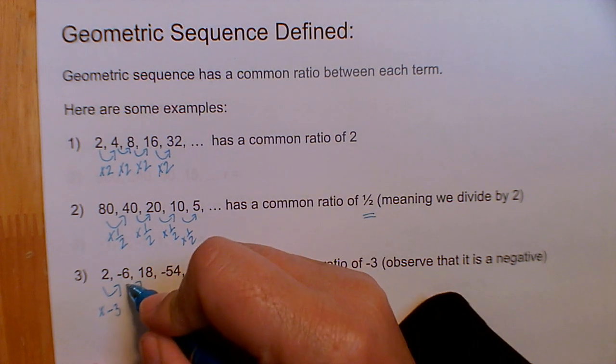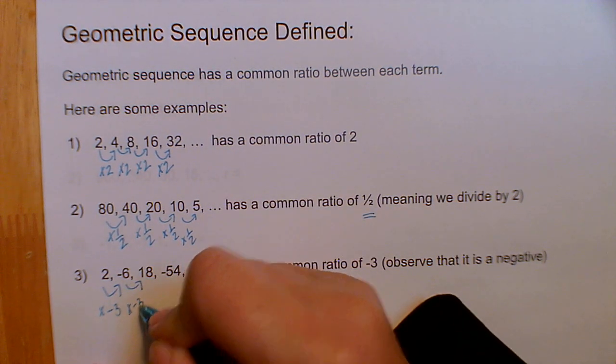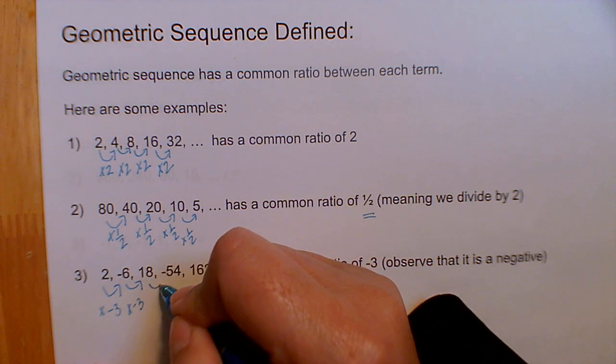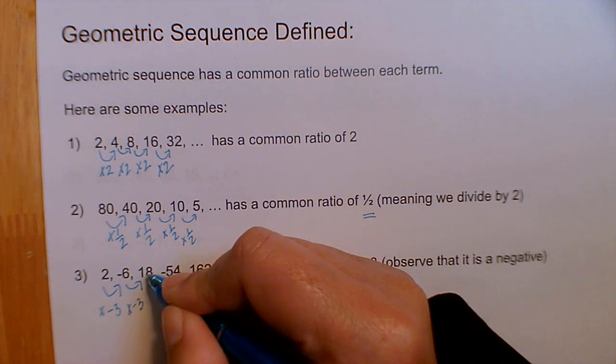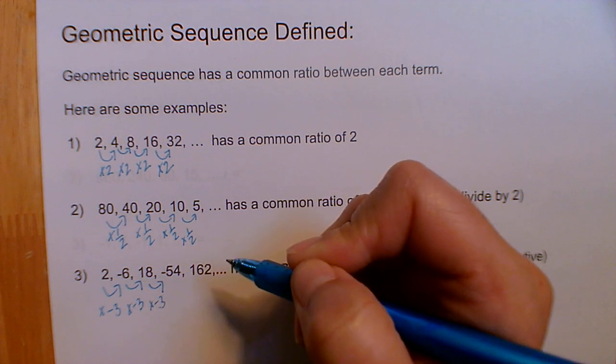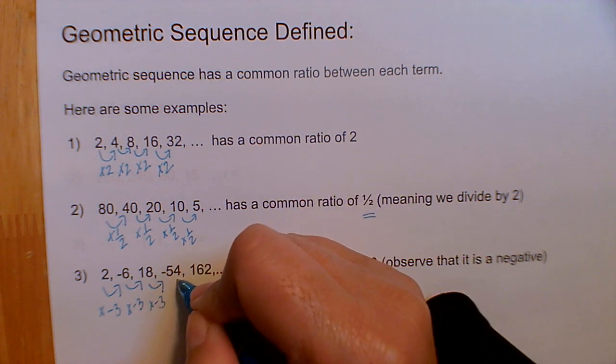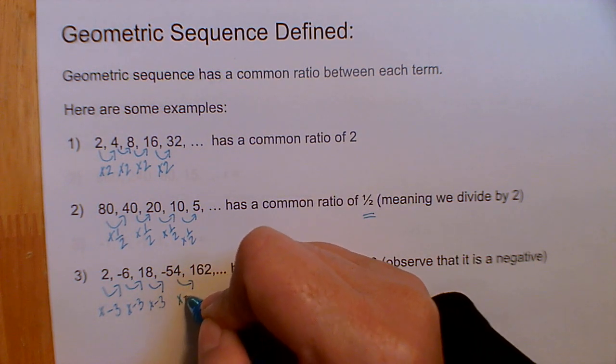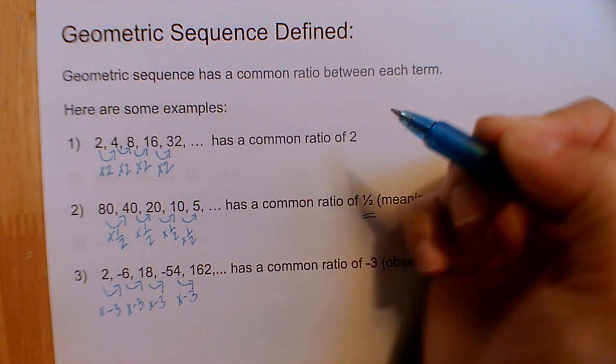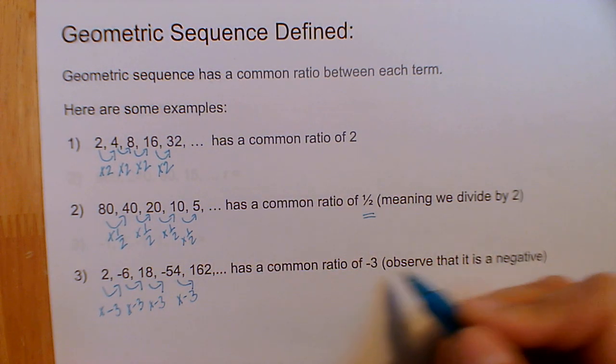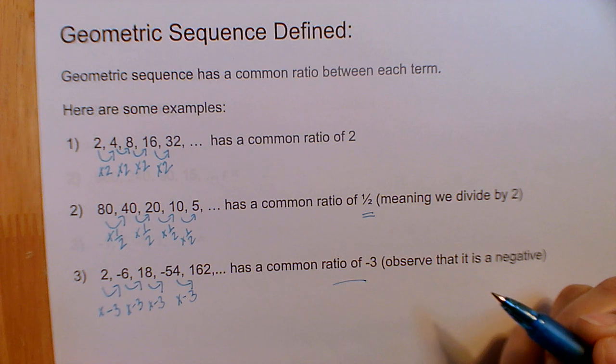All right, well, -6 times -3 does get us to a positive 18, because a negative times a negative is a positive. 18 times -3 gets us to -54. And -54 times -3 gets us back to a positive 162. So we have a common ratio of -3.